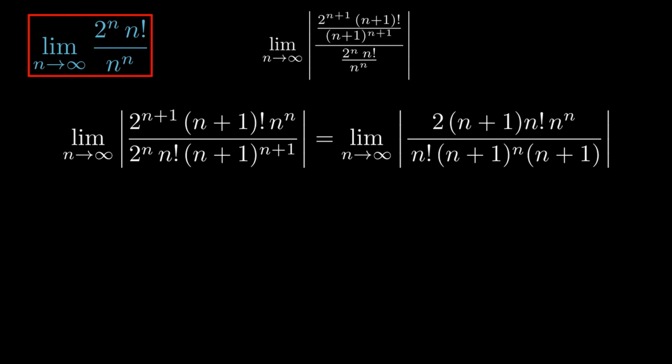Doing so, we get the limit as n goes to infinity of the absolute value of 2 raised to n plus 1 multiplied by n plus 1 factorial multiplied by n raised to n, divided by 2 raised to n multiplied by n factorial multiplied by n plus 1 raised to n plus 1.